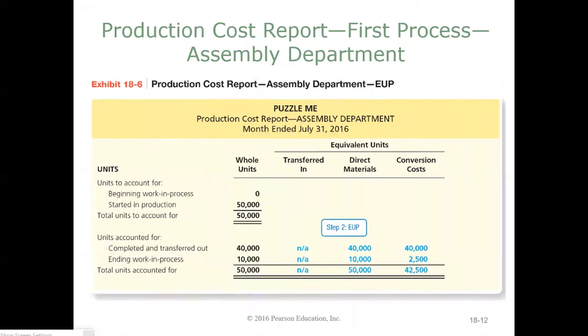Step two is to figure out our equivalent units of production. Equivalent units of production mean, of what we've accounted for, how much in equivalent units of production of them are actually complete. The completed and transferred out are always the same as the whole units. Why? Because the equivalent unit of a whole unit is a whole unit. If they've transferred them out, it means they're done. So there's no worry about calculating an equivalent unit of production for the units that are completed and transferred out.